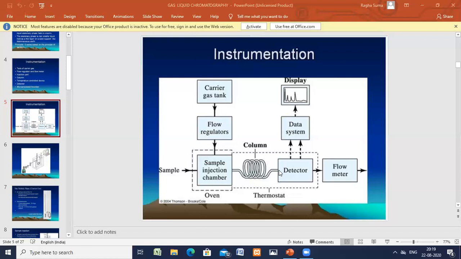Different parts of the apparatus. Now, what are the parts that are used? Mobile phase, stationary phase, we'll see in detail. The parts are nothing but the carrier gas, which is supplied by the cylinder, the sample injection systems, which type we are using, the separating column, the stationary support systems in GLC, and the detectors.